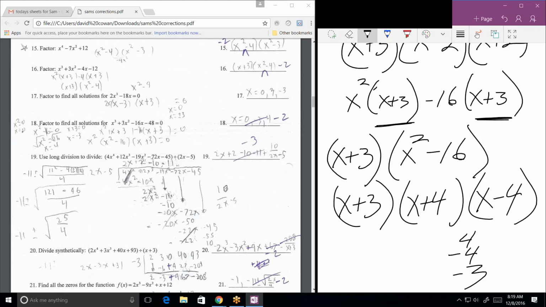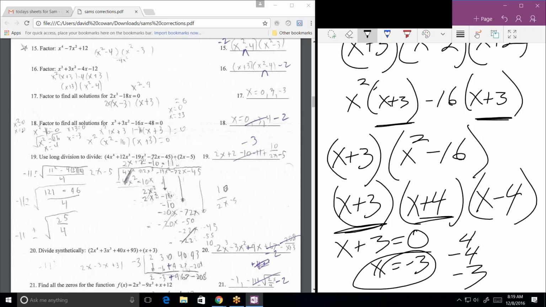You want it to negative 3? Yeah. In other words, you set x plus 3 equal to 0 to find your 0. And that means x is equal to minus 3. You got the minus 4 from that one, and you got the plus 4 from that one. With me? Gotcha. All right.